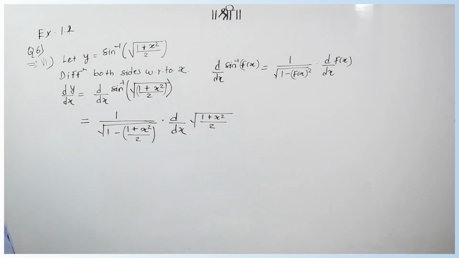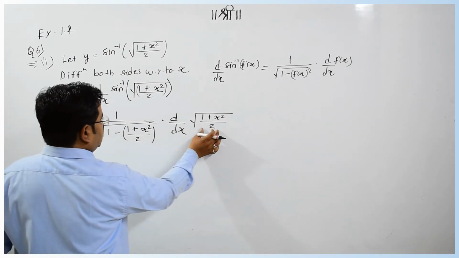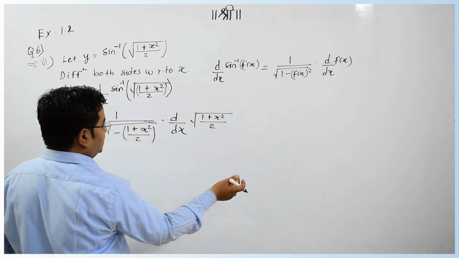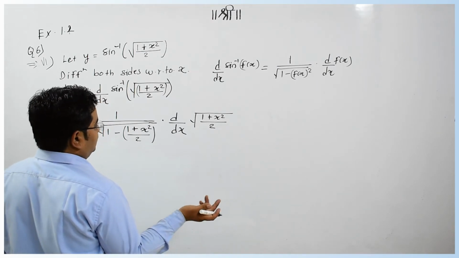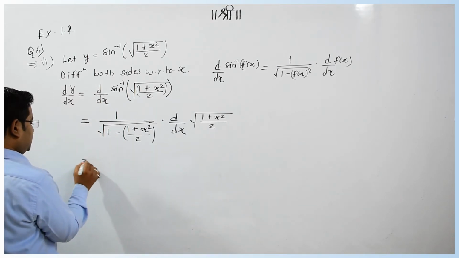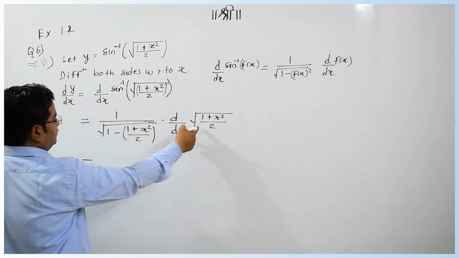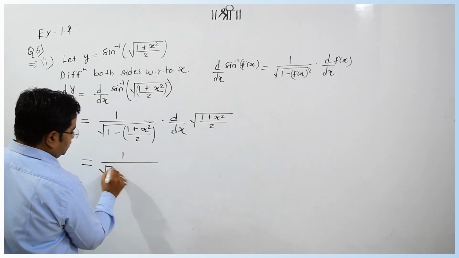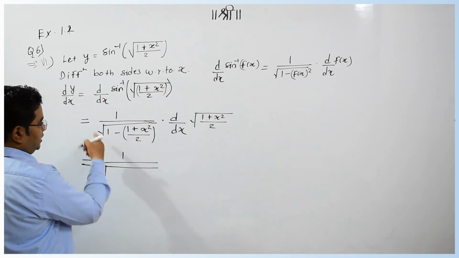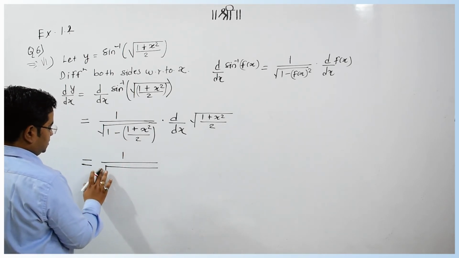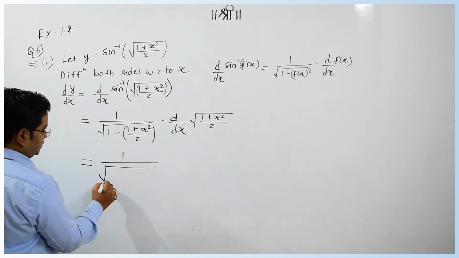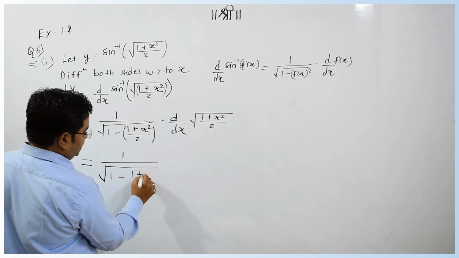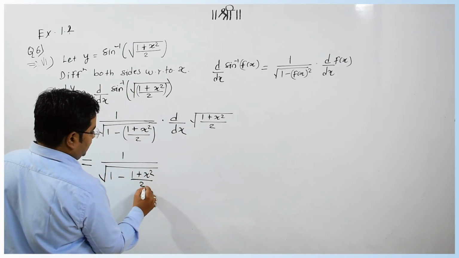The crucial and most important step is that we need to again consider this as under root of f of x. Again a new f of x, or you can say g of x, we are considering. Simply applying the chain rule we can differentiate this. So what is the differentiation? 1 upon under root of, we could take the 2 common, but still we are not performing that here, so (1 plus x square) divided by 2.